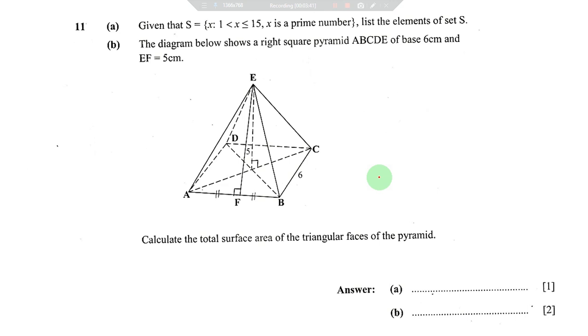Given that S is equal to x such that 1 is less than x, and x is less than or equal to 15, x is a prime number. List the elements of set S. Prime numbers, these are numbers that can only be divided by 1 and the same number itself. So from this range here, we need to write down the elements up to 15. So the numbers will just be 2, 3, 5, 7, 11, and 13.